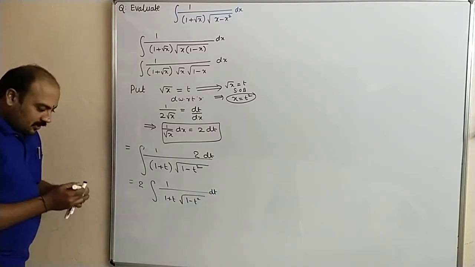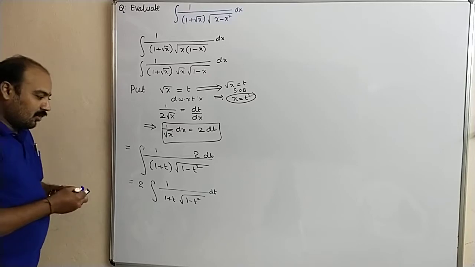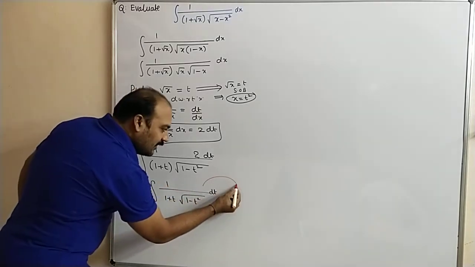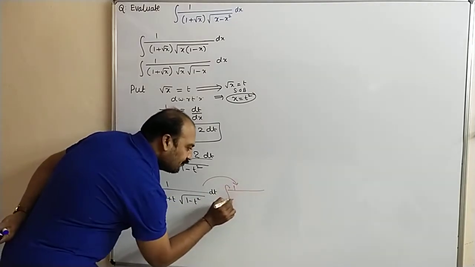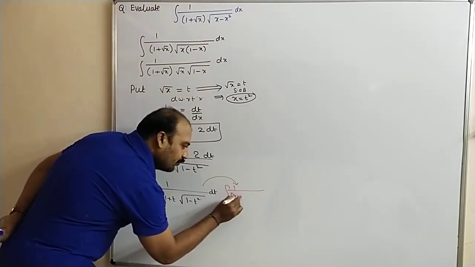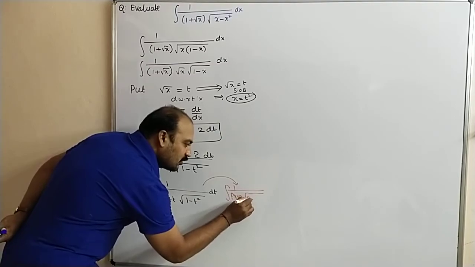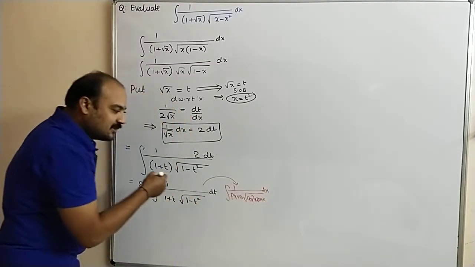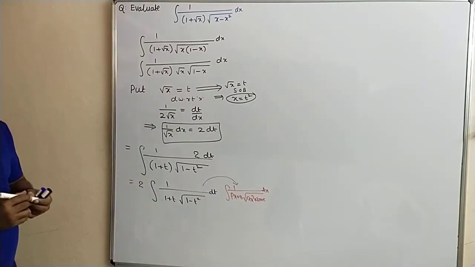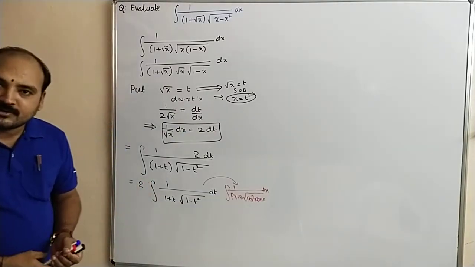Now this integral is in the form of integral 1 by px plus q into root of ax square plus bx plus c. This type of problems we discussed in the previous sessions. What is the procedure to evaluate this type of problems?